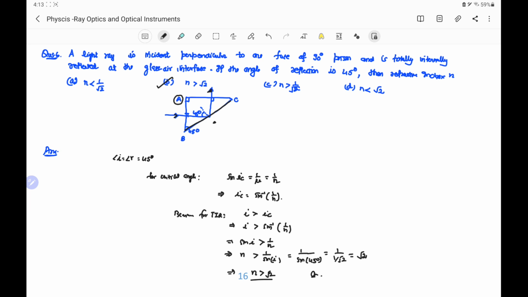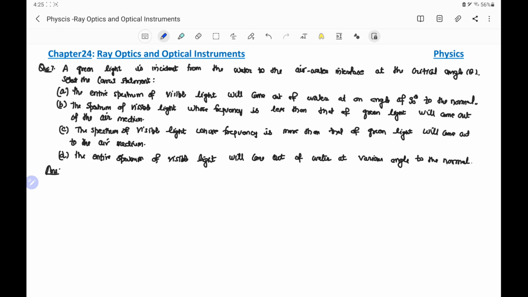Next question is, a green light is incident from water on the air-water interface at the critical angle θ. Select the correct statement. First statement is, entire spectrum of the visible light will come out of the water at an angle of 90 degrees to the normal. Second, the spectrum of the visible light whose frequency is less than that of the green light will come out of the water into the air medium. Third, the spectrum of the visible light whose frequency is more than that of the green light will come out into the air medium. And fourth is, entire spectrum of the visible light will come out of the water at various angles to the normal.